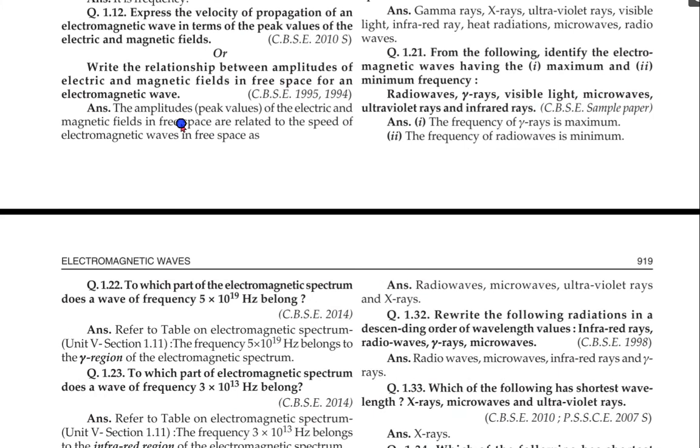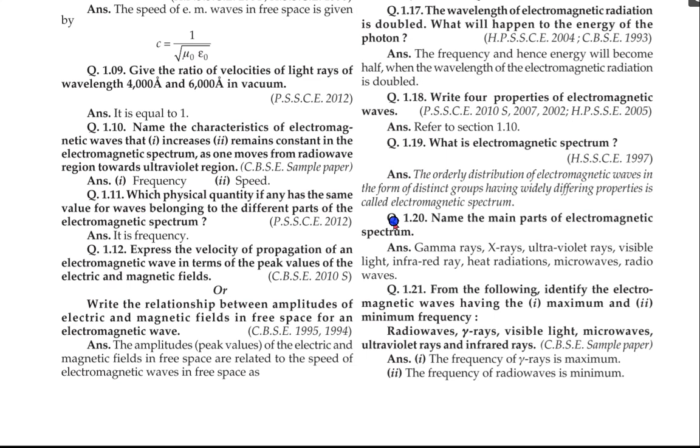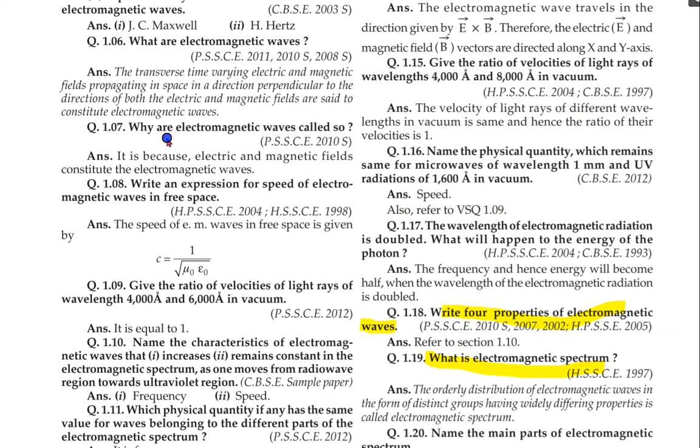Name the main parts of the electromagnetic spectrum. What is the electromagnetic spectrum? Write 4 properties of electromagnetic waves. You have to know at least 5. I have already said. Why are electromagnetic waves so called? What are electromagnetic waves?